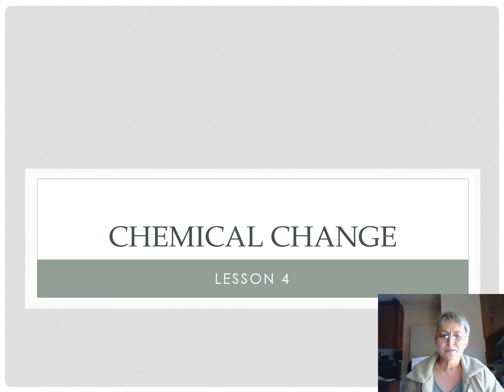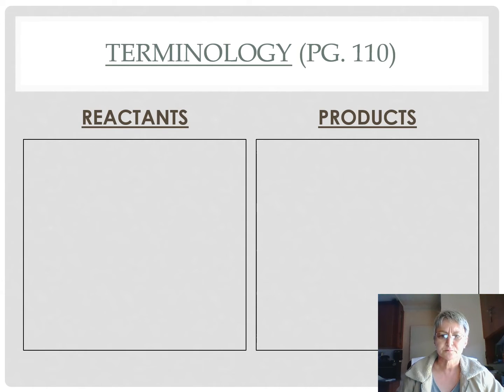Welcome back, grade 8s. This is Chemical Change Lesson 4, and in this lesson we are going to look at two specific reactions and how to represent the chemical change. First of all, on page 110, we need to look at the terminology that is described on page 110 in your textbooks, and that is the meaning of reactants and the meaning of products.